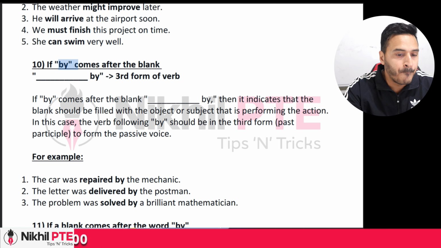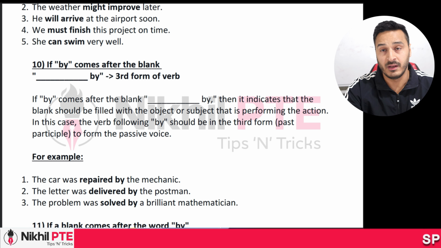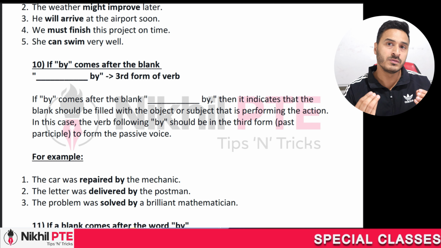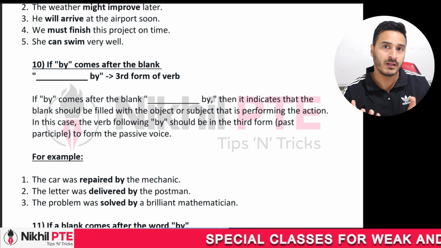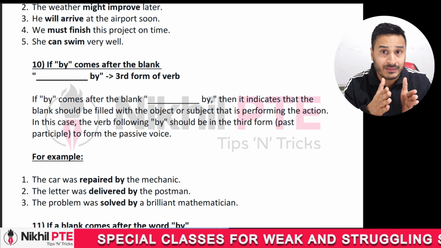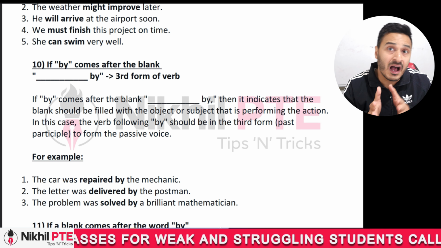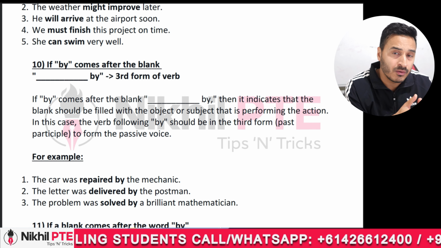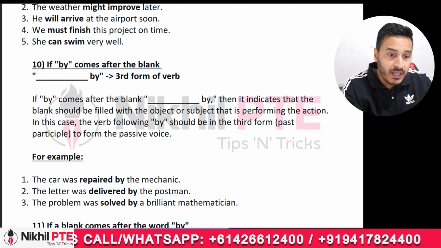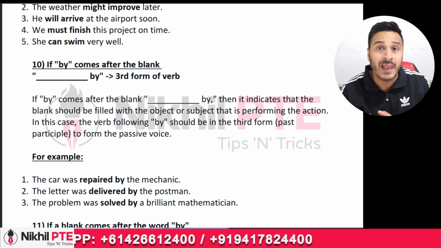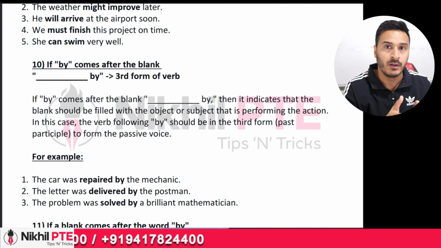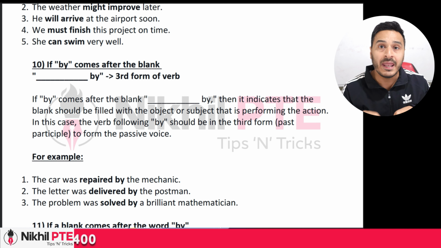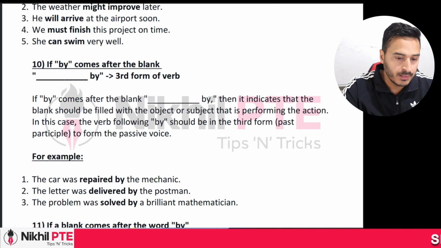So 10th rule: if by comes after the blank. First 9 rules I have explained, when the blank is after to, has, have, or any helping verb. But here I am talking about the blank being before the by, then third form will come.